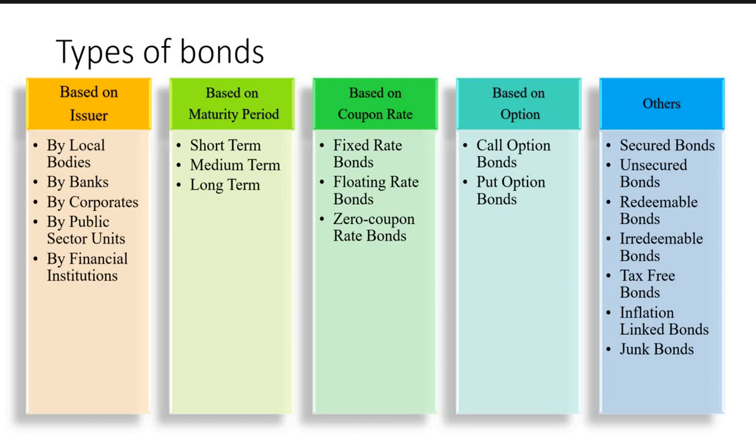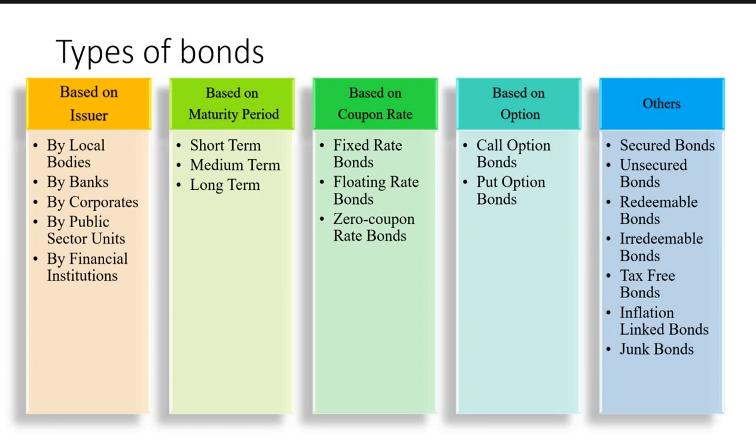Next, on the basis of maturity period, when it gets matured, on that basis we categorize it into three types: short term bonds, medium term bonds, and long term bonds. Next, on the basis of coupon rate, whatever interest we get on the bonds, we again categorize these bonds into three types: fixed rate bonds, fluctuating or floating rate bonds, and zero coupon rate bonds.